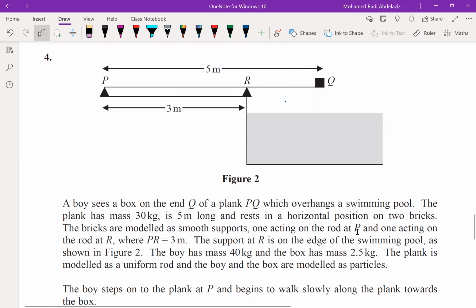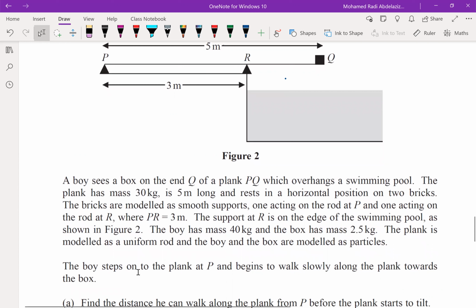One acting on the rod at P and one acting on the rod at R, whereas PR is equal to 3 meters. The support at R is on the edge of the swimming pool as shown in figure 2. The boy has mass 40 kilogram and the box has mass 2.5 kilogram. The plank is modeled as a uniform rod and the boy and the box are modeled as particles.